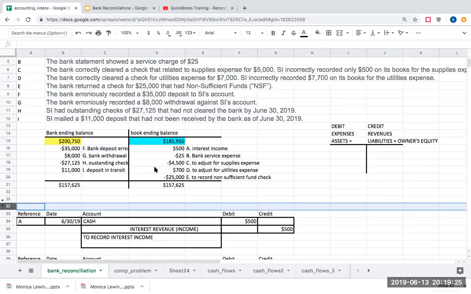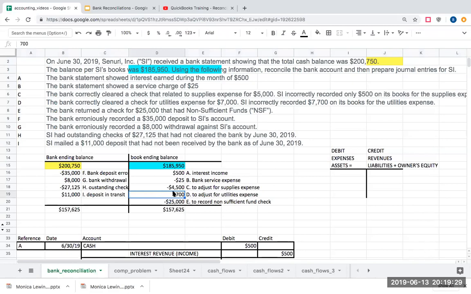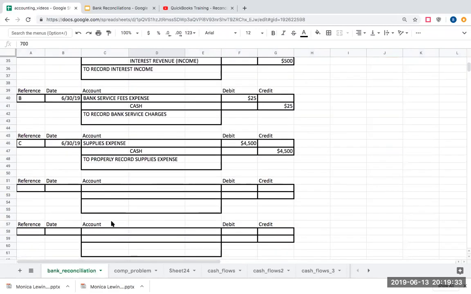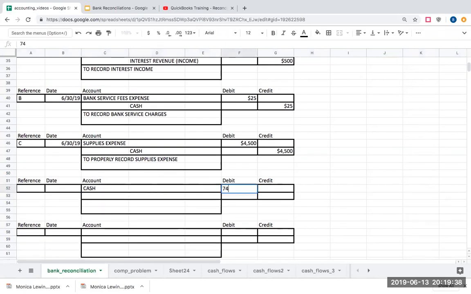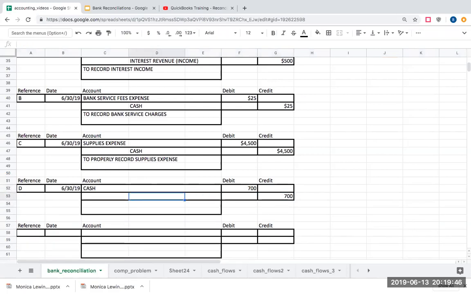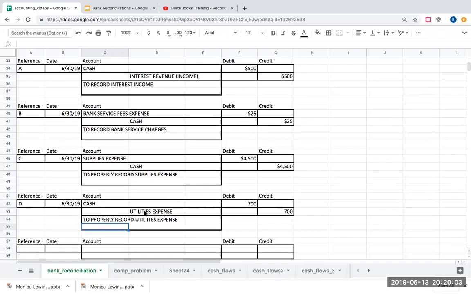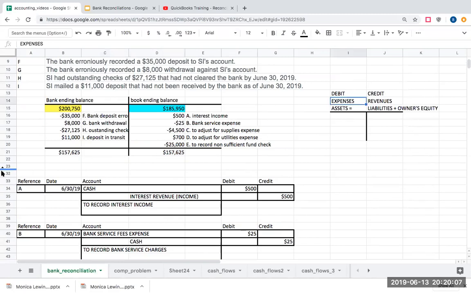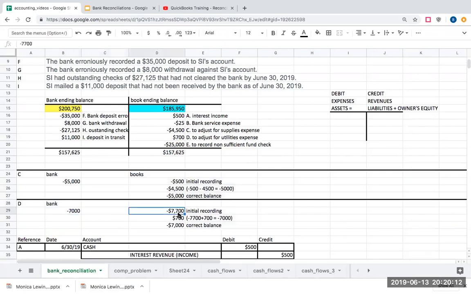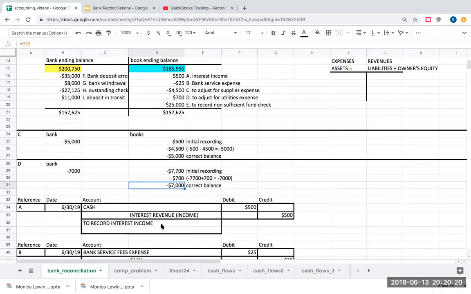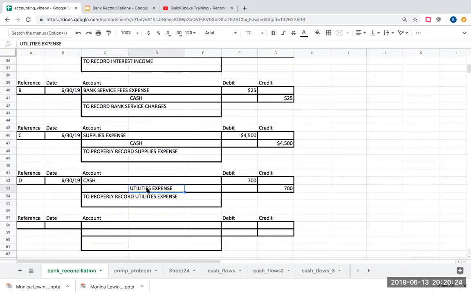So that's letter C. Letter D, I needed to adjust for utilities expense. So here in this case, I've got a positive amount for cash. So what I'm going to do here is I'm going to be debiting cash for the 700. So this is letter D. This is 6/30/19. For every debit, I need a credit. In this one here, I'm going to be crediting utilities expense here to properly record utilities expense. Now, you might be saying, Tchaikovsky, this is an expense, therefore it must be a debit. Well, however, if you look at this one, right, the bank, we actually recorded too much expense. Okay, so we had 7,700, it should have only been 7,000. So that's why in this case, for my adjustment, I'm going to be crediting utilities expense.